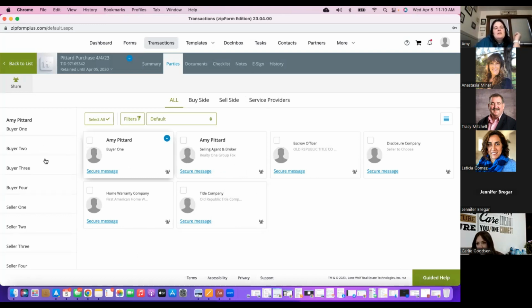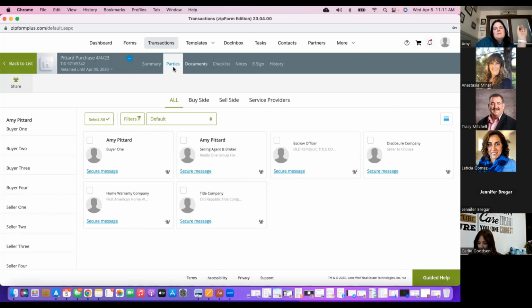So as you see here, you can add multiple buyers to this transaction. So if you had more than one buyer, add them all in there. And again, with their email addresses. Does anybody have questions about how to add parties to your transaction? Everybody's good. Fabulous. All right.